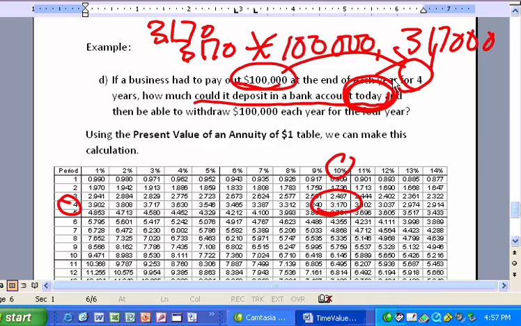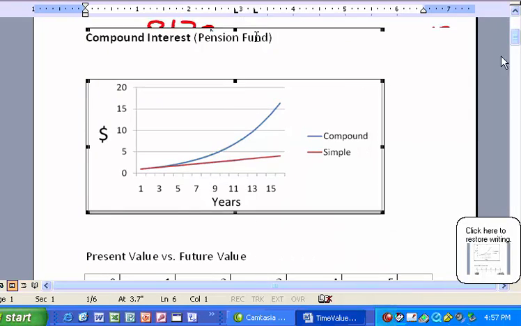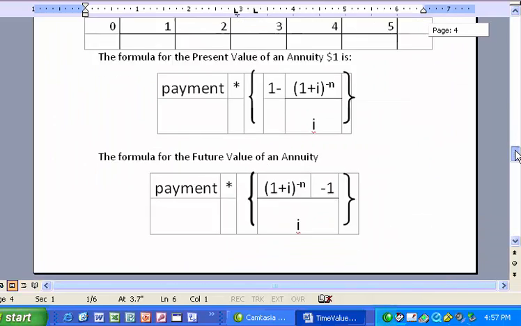Excuse me, when I turned around and said $31,000, that's not correct. It's $100,000 times the factor of 3.170. Oops, and I just lost everything. So let me arrow back down to where I was.